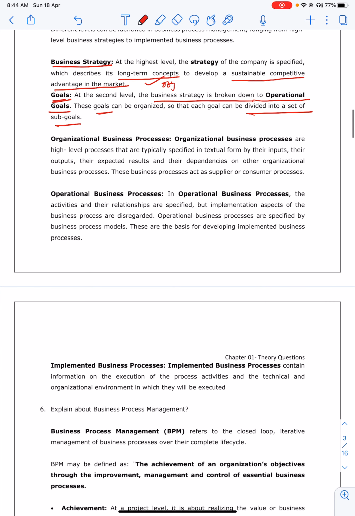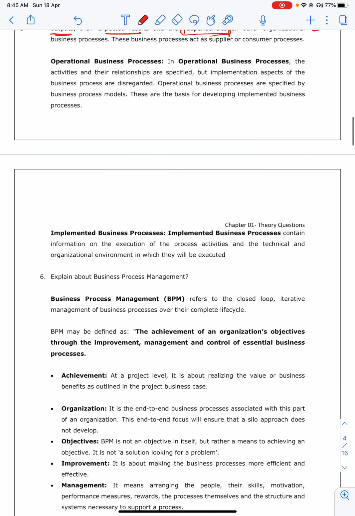Third one, organizational business processes are nothing but high level processes, as I said, a representation of departments. And how do you represent them? Typically specified in textual form, nothing but a diagrammatical representation. You have to give what is the input, what is the output, the expected result, and dependencies. Which department is dependent on which department is also very important. This is very important for your exam.